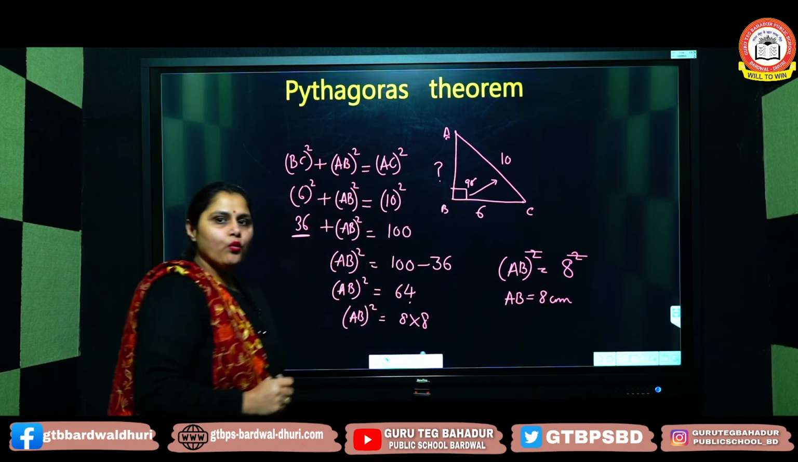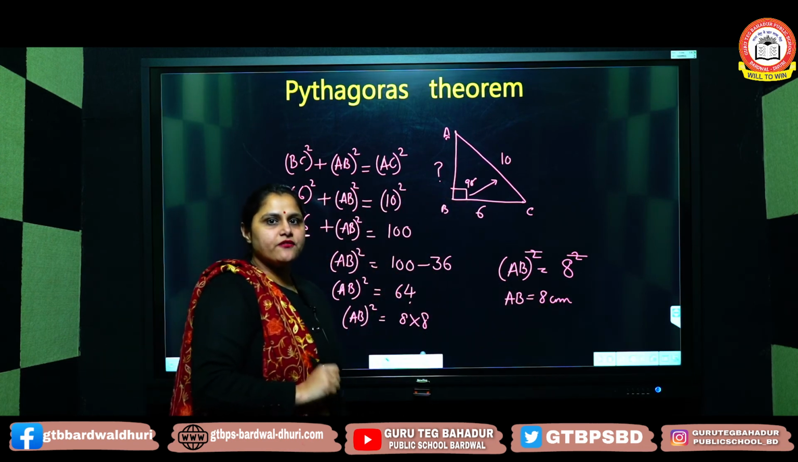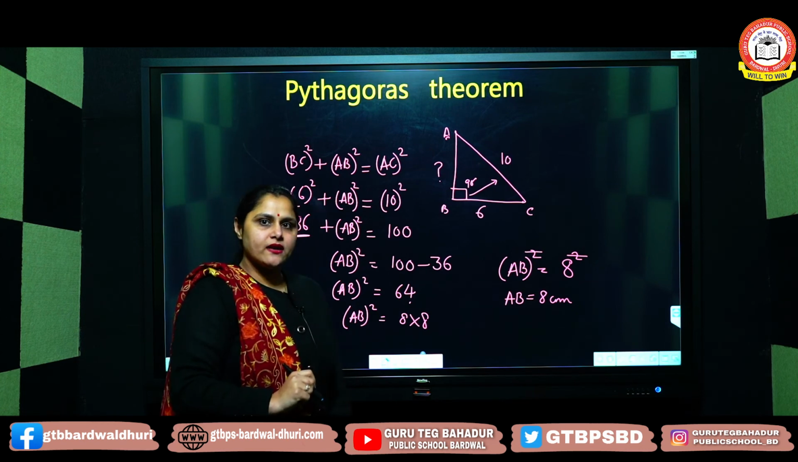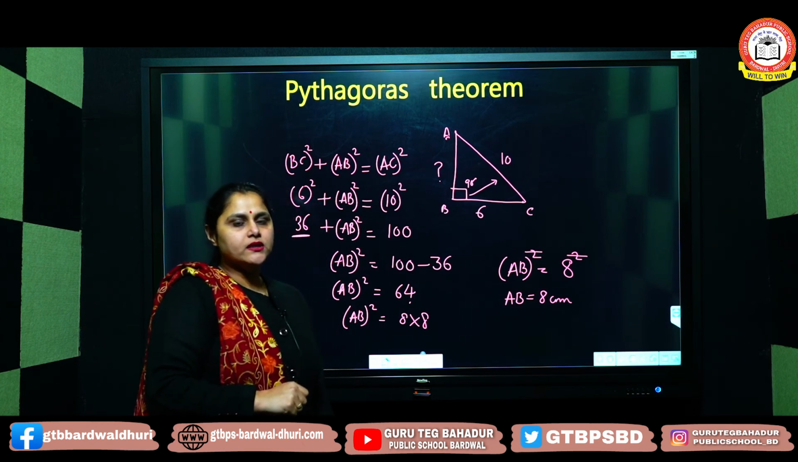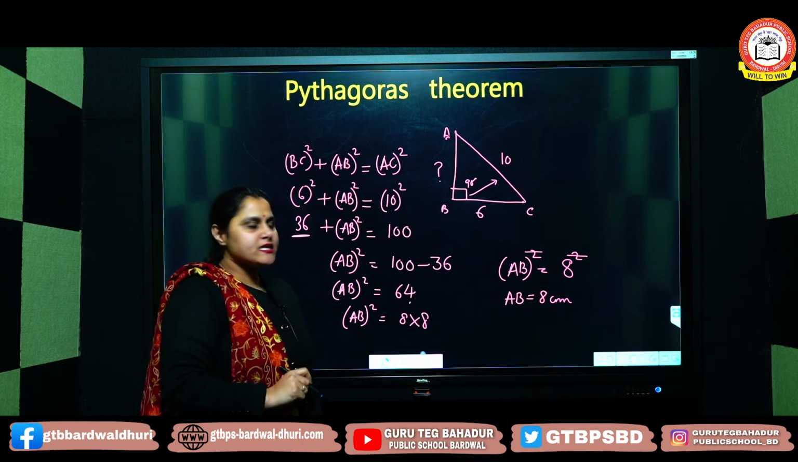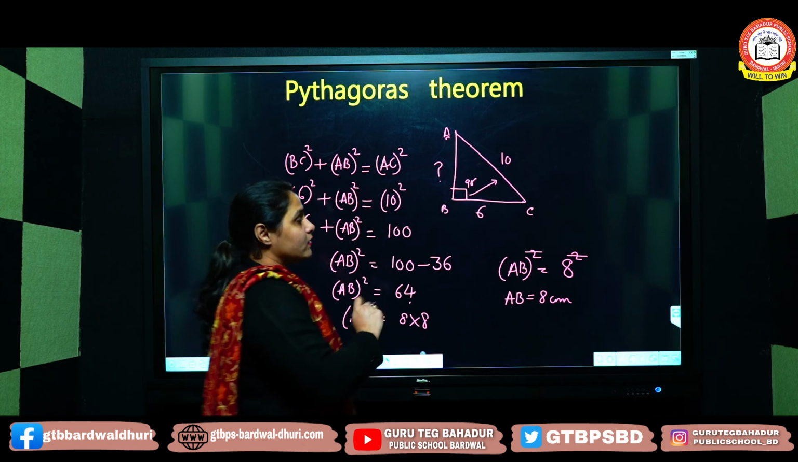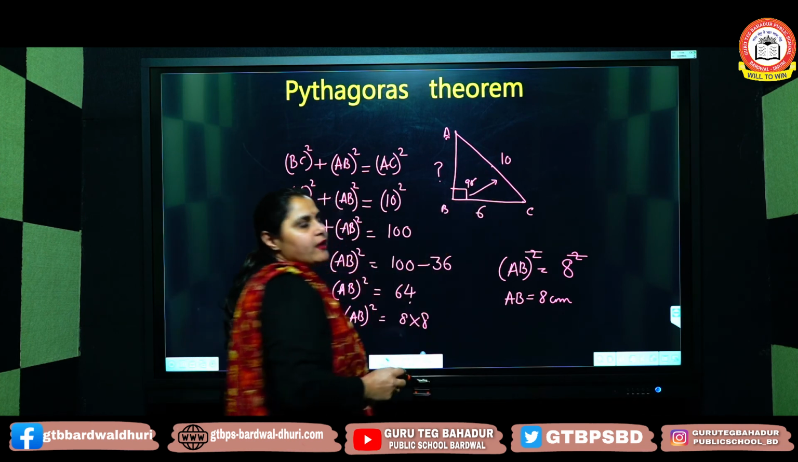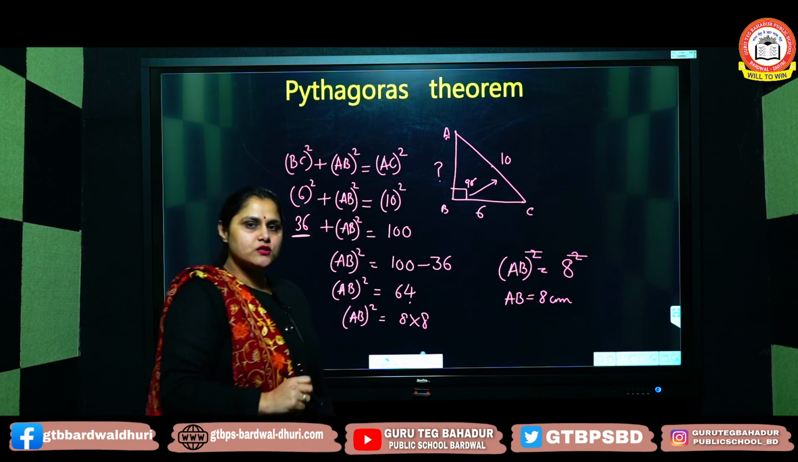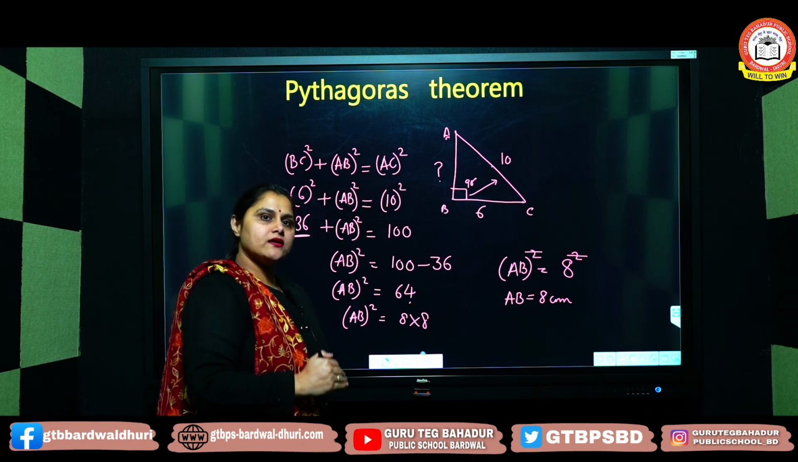So this is how we can calculate different sides: if in any right triangle 2 sides are given, this is how we can calculate the third side with the help of Pythagoras theorem. And always keep one more thing in your mind, in Pythagoras theorem your hypotenuse is always the greatest side. The length of the hypotenuse is always larger than the other 2 sides.